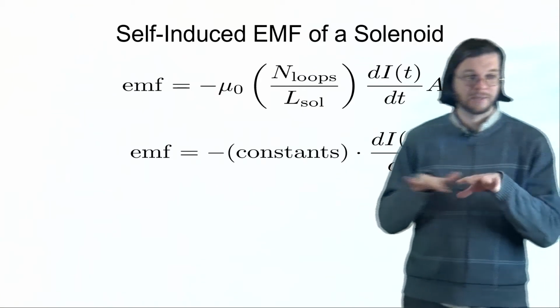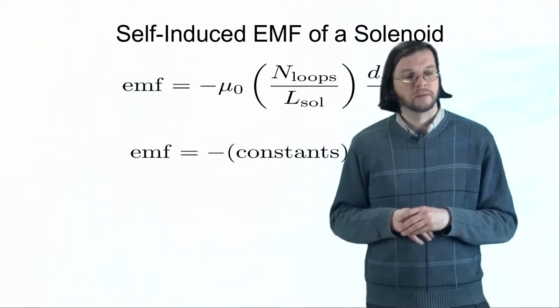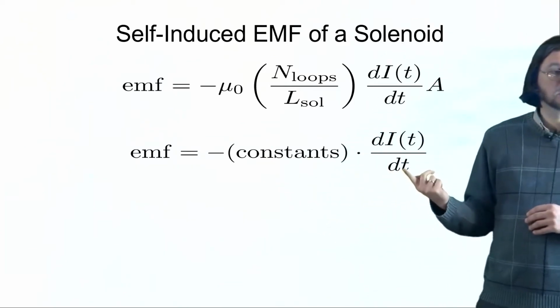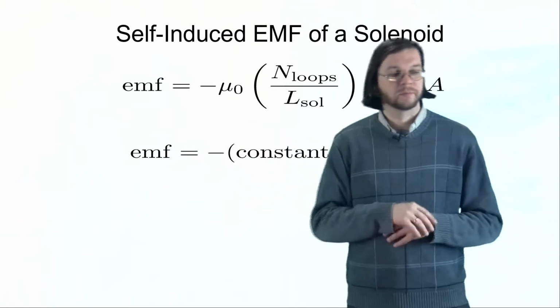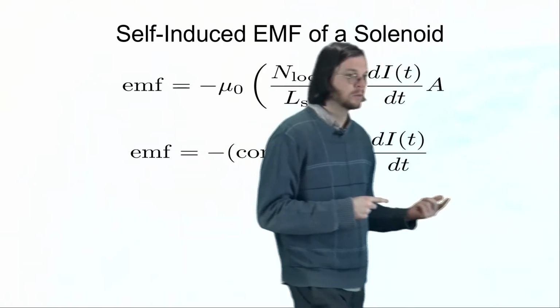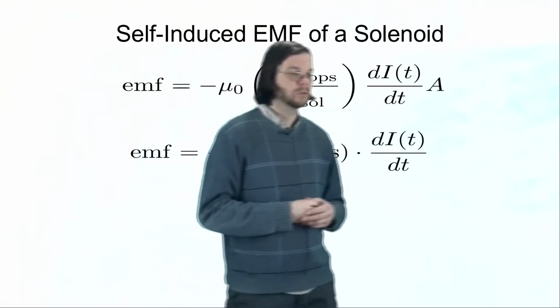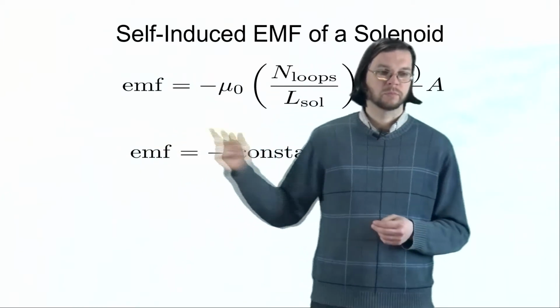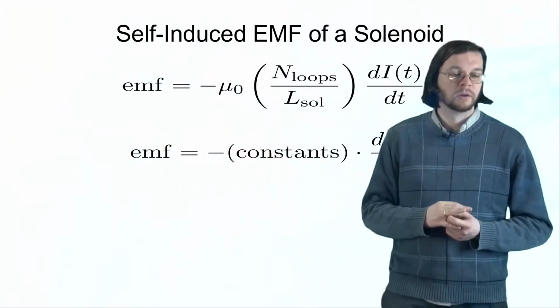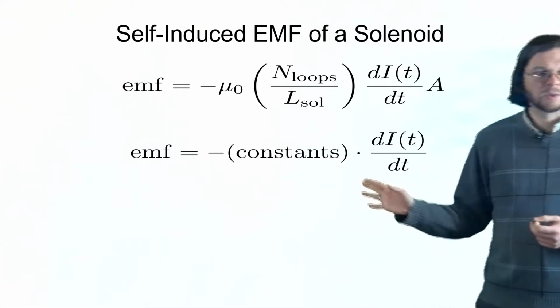So if the current is steady with time, then the derivative of it with time is 0, and the electromotive force is 0. It's only when the current is changing, which produces a changing magnetic field, that produces the electromotive force. So this makes some sense.